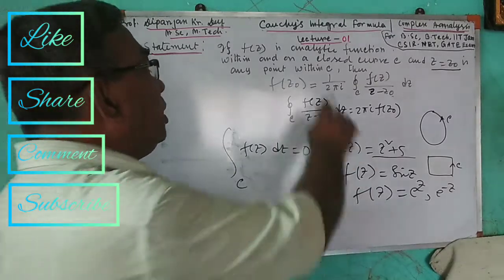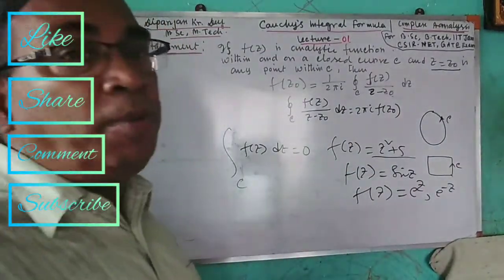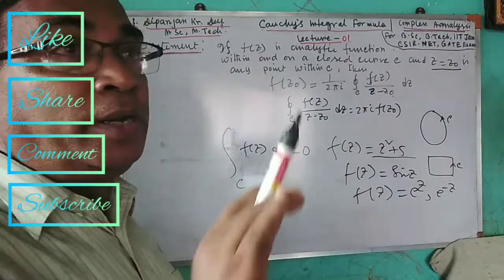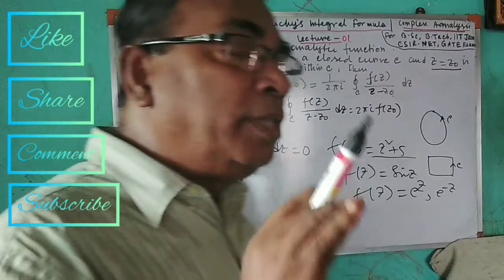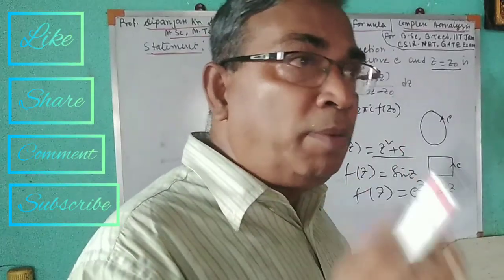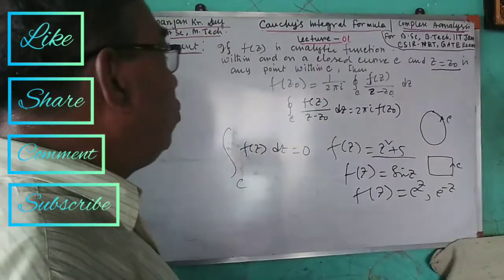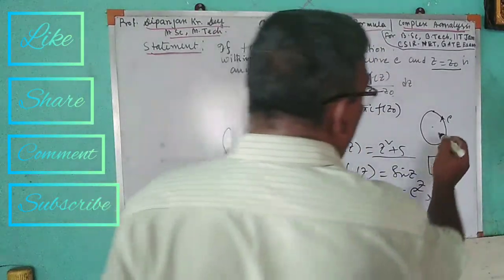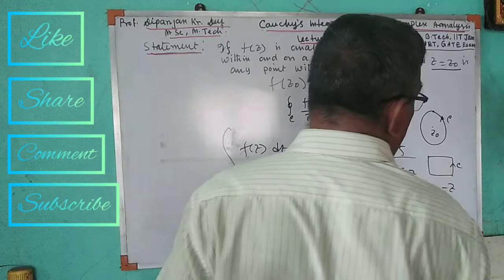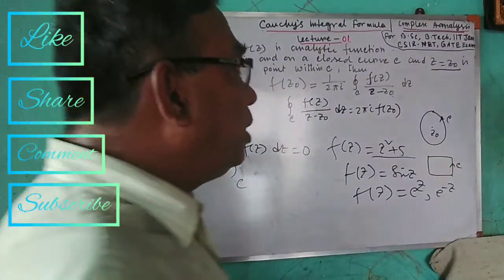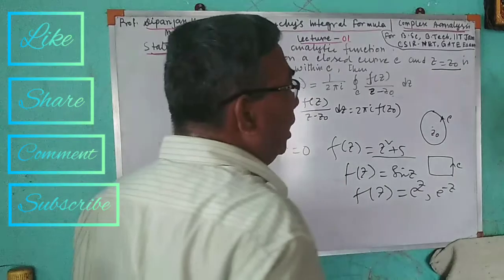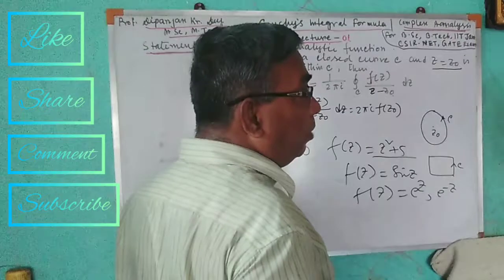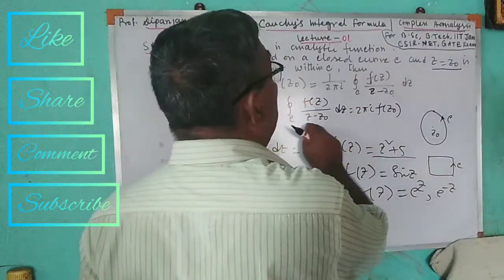So Cauchy's integral formula is applicable when there is a singular point. There may be two singular points, maybe three, and we have to see whether the singular point is inside the closed curve. Suppose the closed curve is a circle, then we have to see the singular point is inside the closed curve. If it is inside, then we have to use this formula.